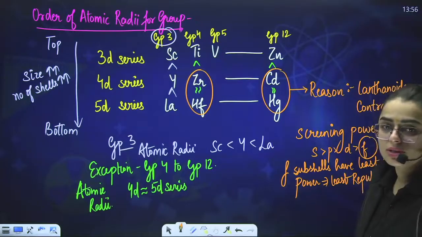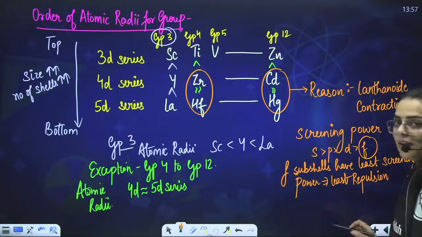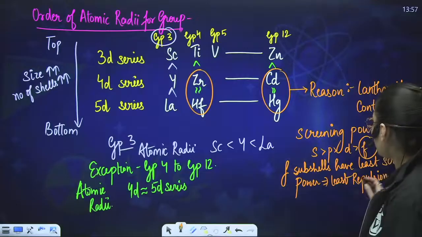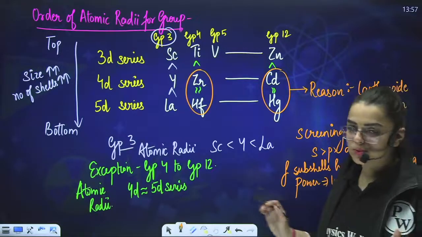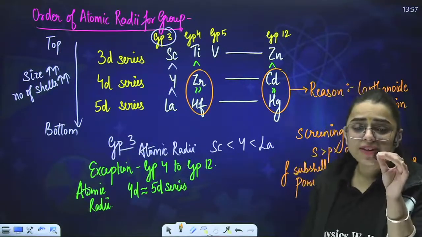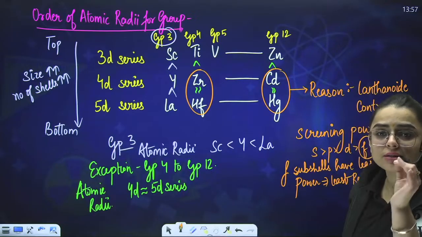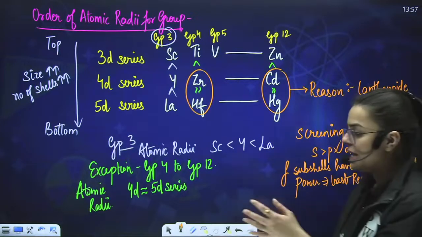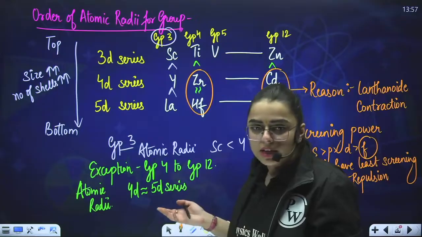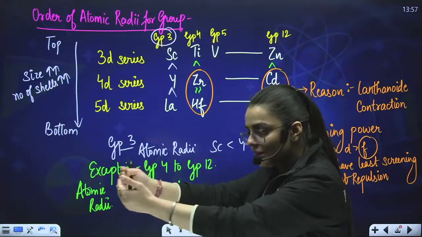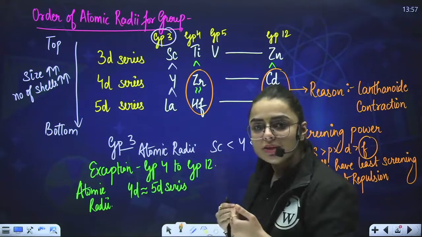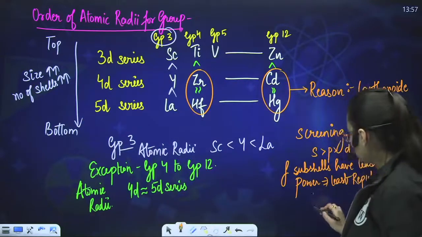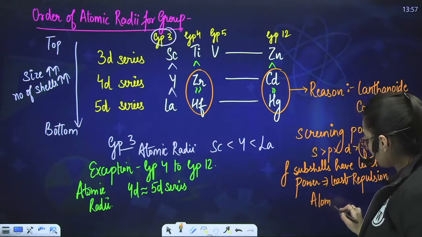Now understand this concept very easily. If they have least repulsion. Now why I am saying if, see, I am talking about F subshell. Forget that we are talking about this. F subshell, if I have least screening power, that means least repulsion. If repulsion is less, automatically attraction will be more. If repulsion is less, then the outermost electron will come towards the nucleus and the atomic radii will decrease. So the atomic radii decreases if repulsion is less.